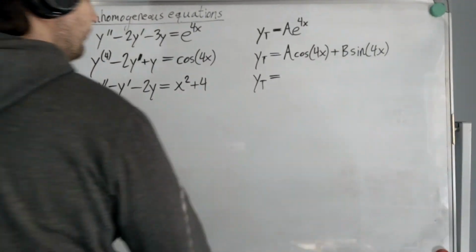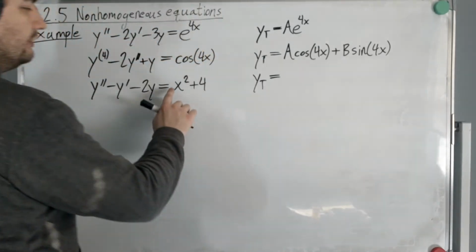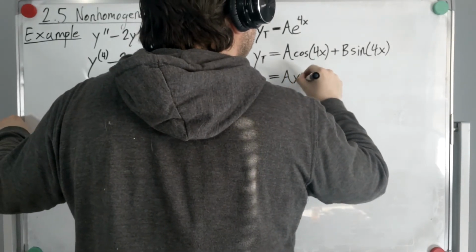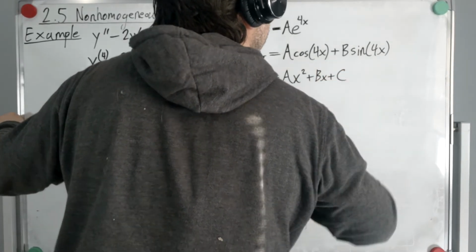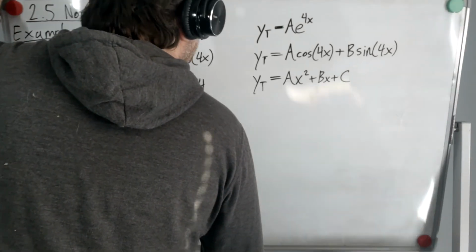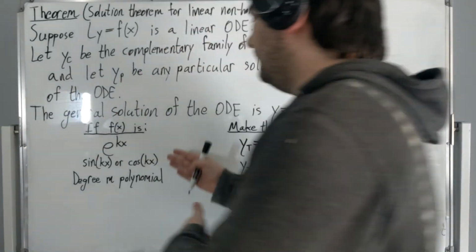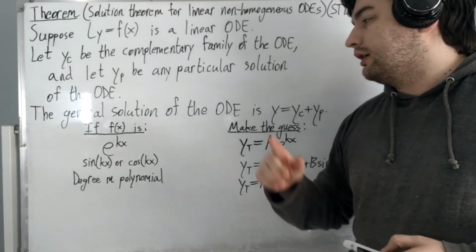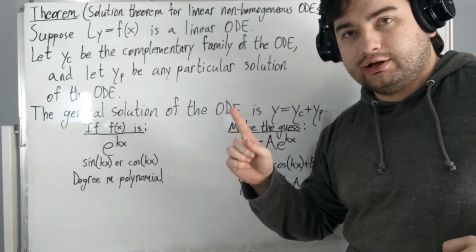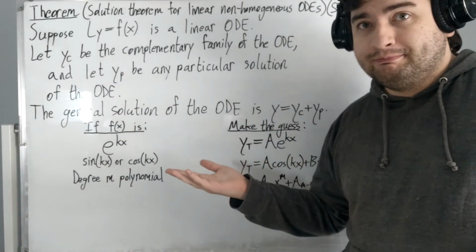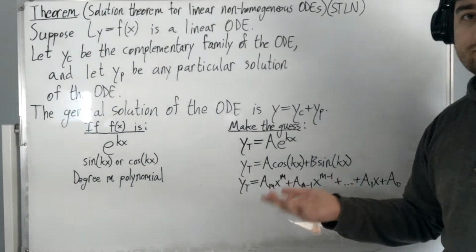So, in our case right here, we have a degree 2 polynomial. So the guess is going to be a degree 2 polynomial: ax^2 + bx + c. Okay. And these are the three basic families of functions that we're going to be working with as the inhomogeneous term. But you can also take products of them. In that case, you just take the product of the guesses. You can take sums of them, in which case you take the sums of the guesses. That's all there is to it.